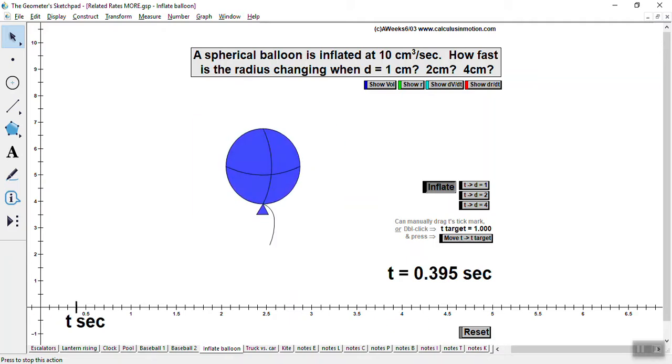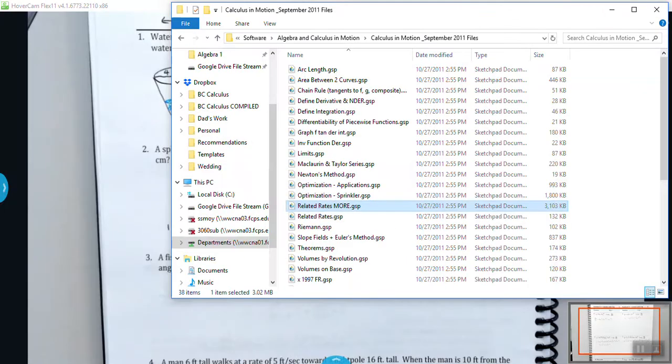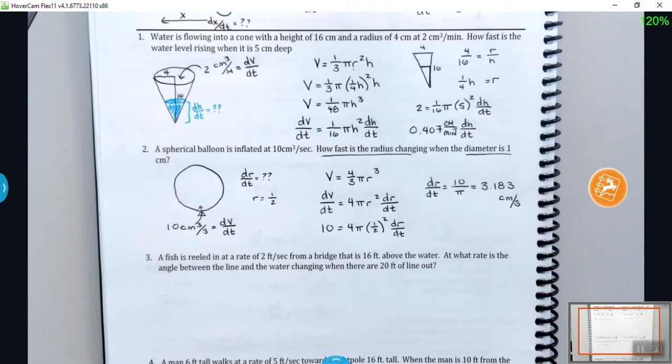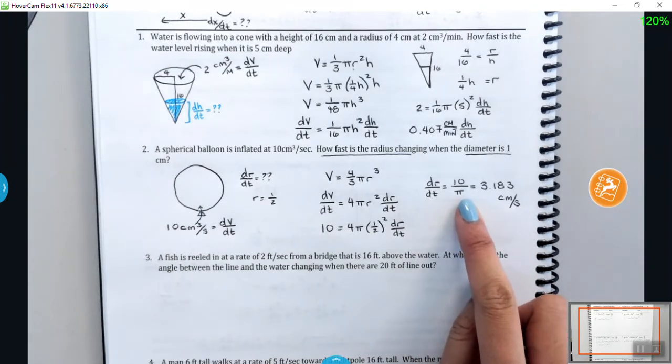What'd you get? Good. 3.183. 10 divided by pi? Yeah, I would leave it as 10 over pi.